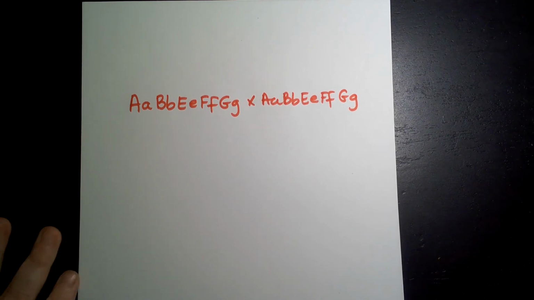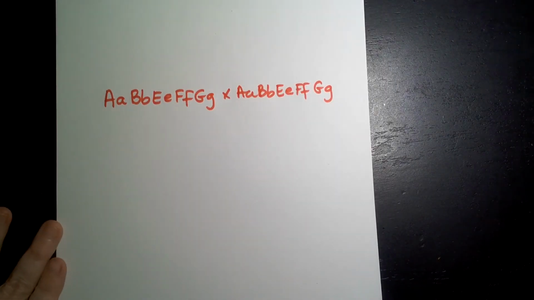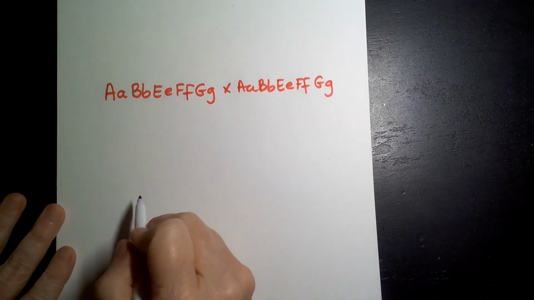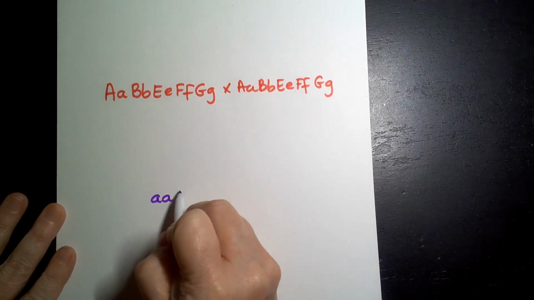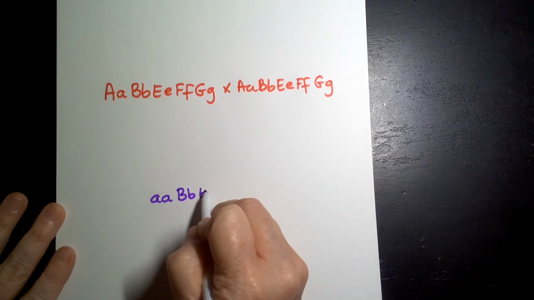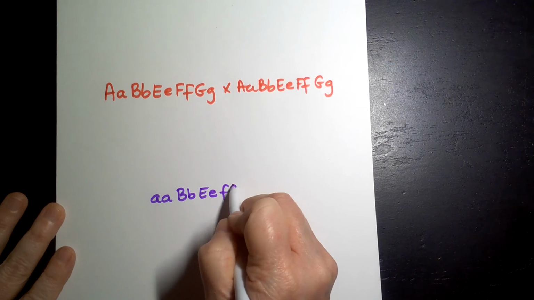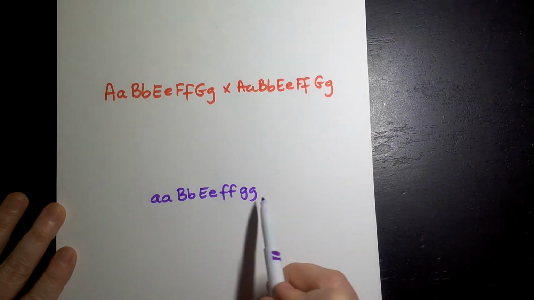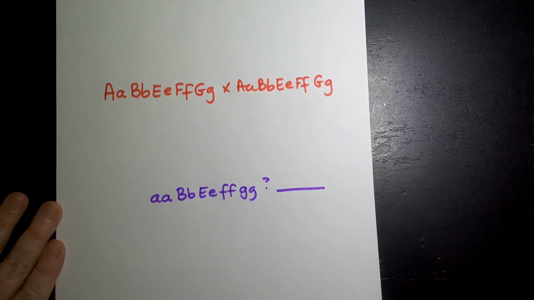But when you see one of these, it's kind of like a divide and conquer type situation. So the question would be something like, what's the chance of getting this offspring from these two parents? Okay, so what's the chance of getting that?